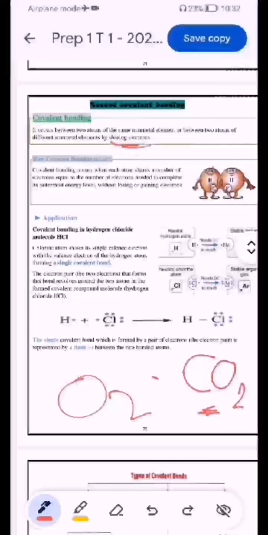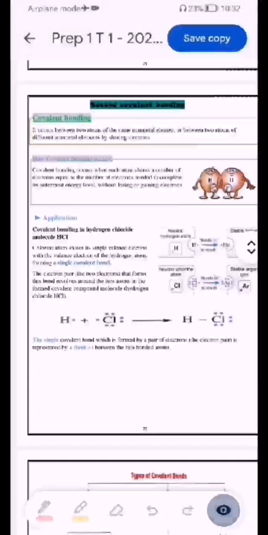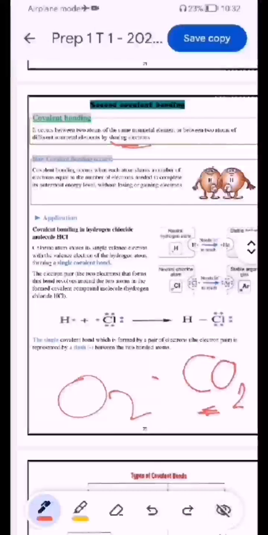And that occurs by sharing electrons. For example, H. H contains 1 electron, and another atom of H contains 1 electron. Both of them need to reach the stable electron configuration of the closest inert gas, which is He, 2. This atom of hydrogen wants to have 2 and this atom wants to have 2 also.